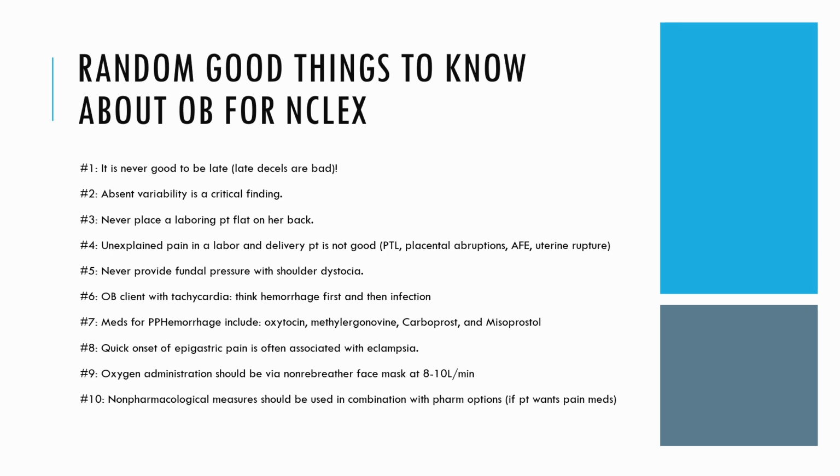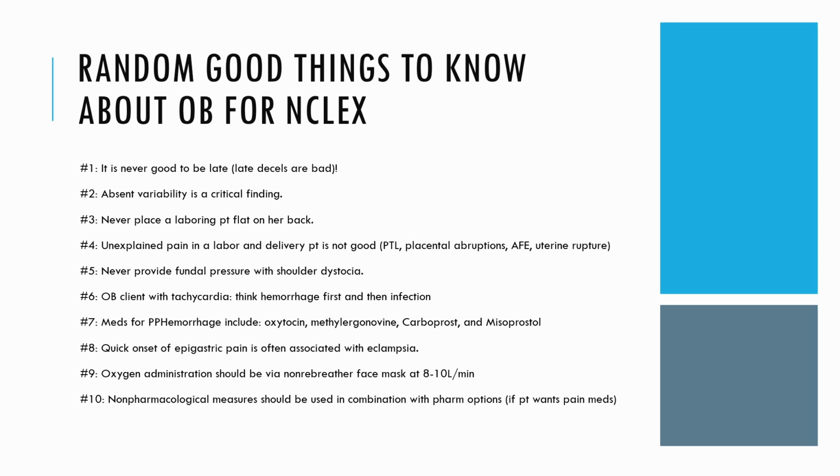So preterm labor could be a sign of a placental abruption, an amniotic fluid embolism, or a uterine rupture. So we need to assess and figure out what's causing the pain. The fifth random good thing to know is never provide fundal pressure with shoulder dystocia. If you have an OB client that is tachycardic, assess or think a possible hemorrhage first, and then if not, it could be a sign of an infection.